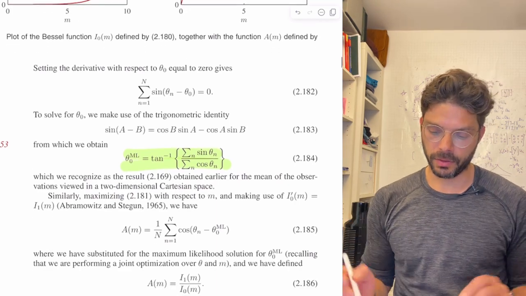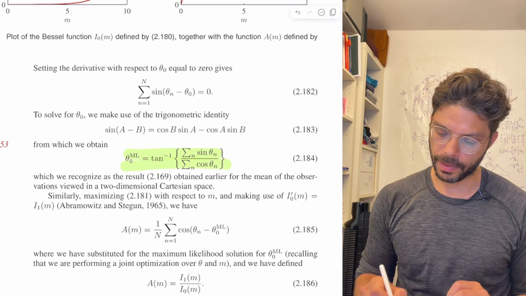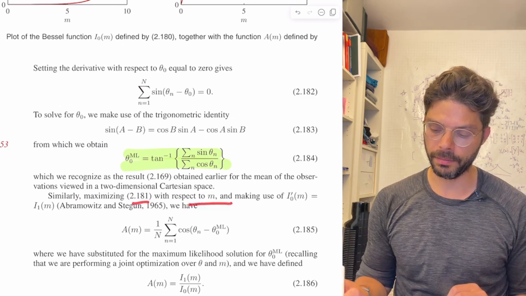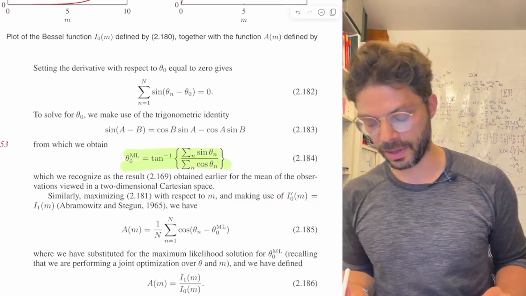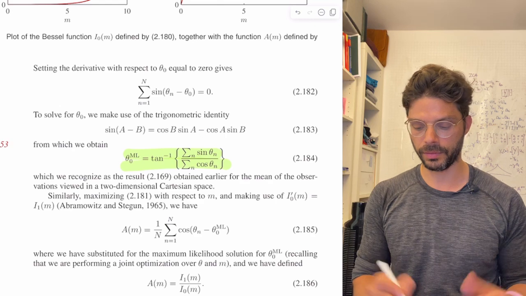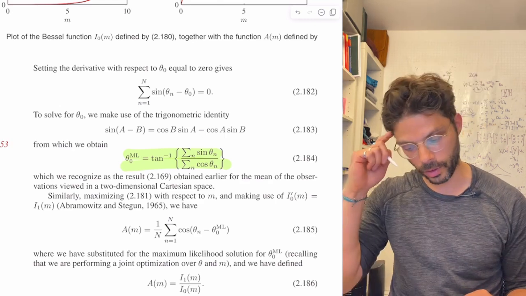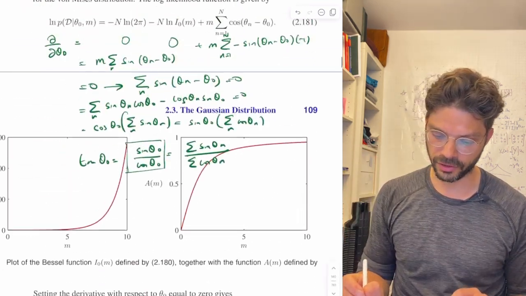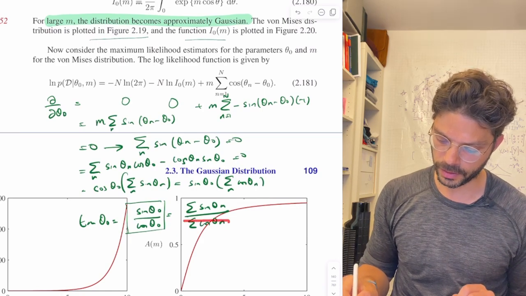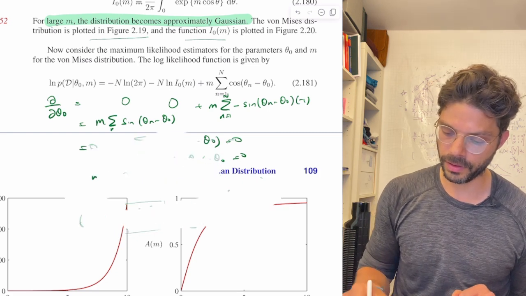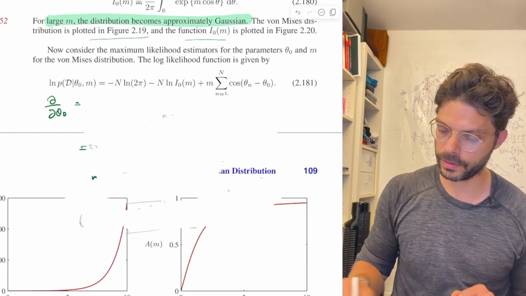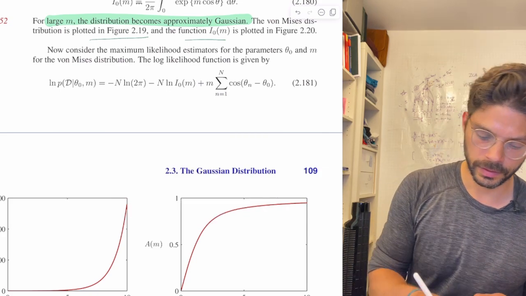Okay, and so now we're going to go back and we're going to maximize 2.181 with respect to m, making use of a property of this Bessel function that the derivative is equal to another Bessel function called I1. Okay, so let's try that again. So now we're going to erase all this stuff and do the same thing.